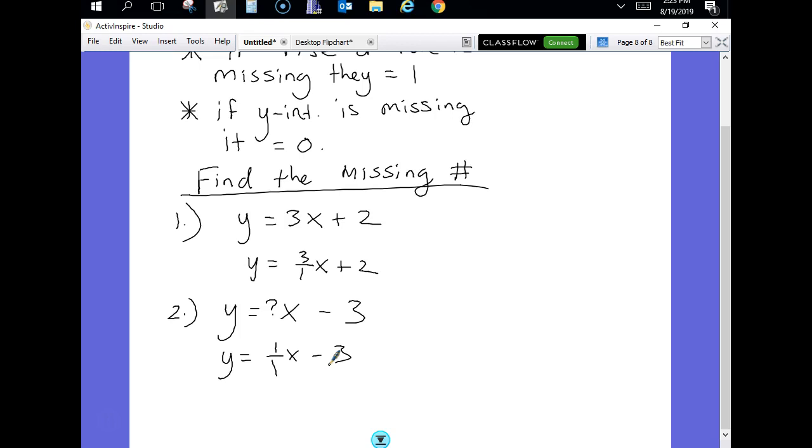Now in your homework, I actually want you to graph these, but because we're running a little low on time, I'm just going to practice you guys filling in the blanks, okay? Let's go ahead and do number 3.